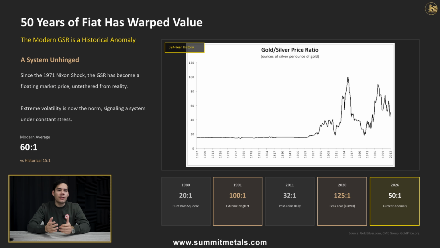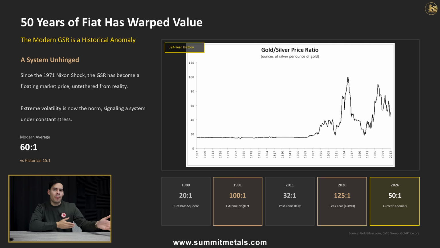So 50 years of fiat currency has warped the value of everything. The gold-silver ratio is the clearest evidence of the distortion. The modern gold-silver ratio is a historical anomaly. Since 1971, the ratio has exhibited extreme volatility, signaling a system under constant stress. The historical average was 15 to 1. The modern average is 60 to 1. That is a fourfold increase in the relative price of gold versus silver.